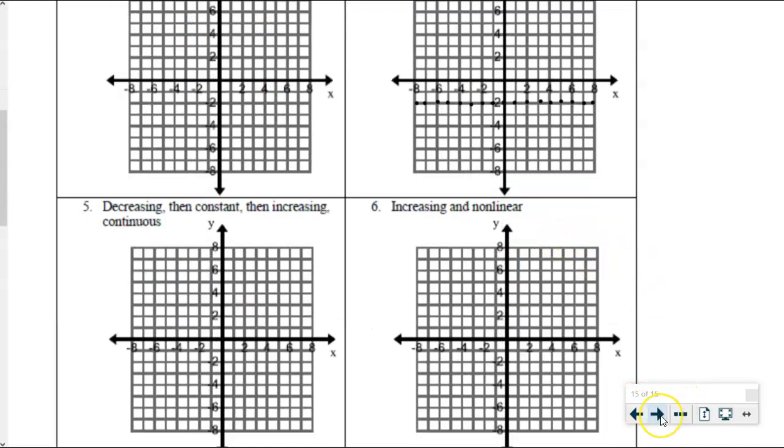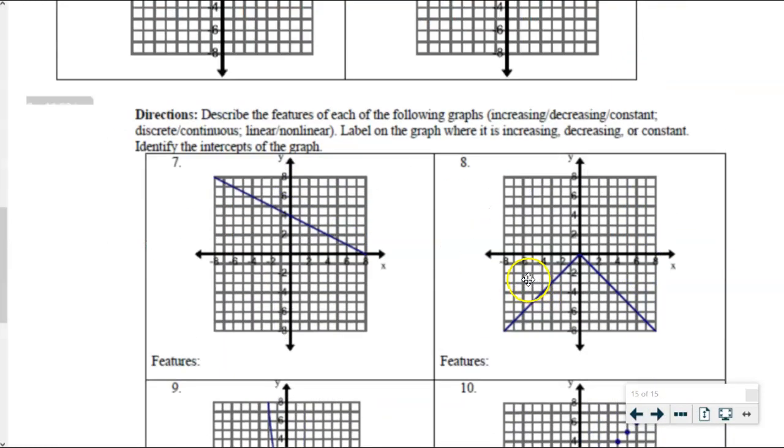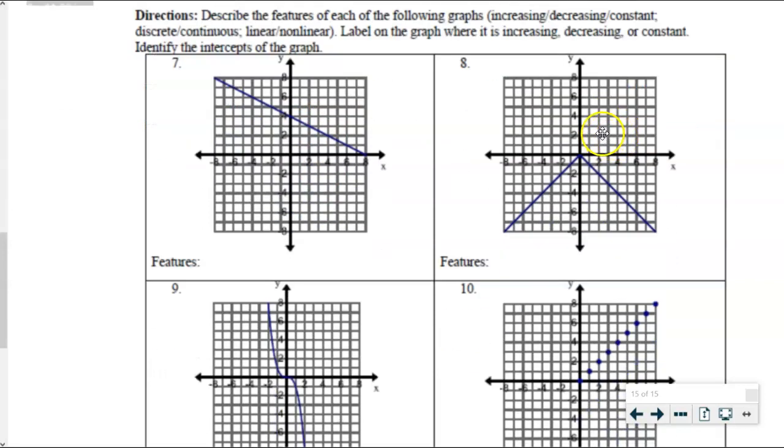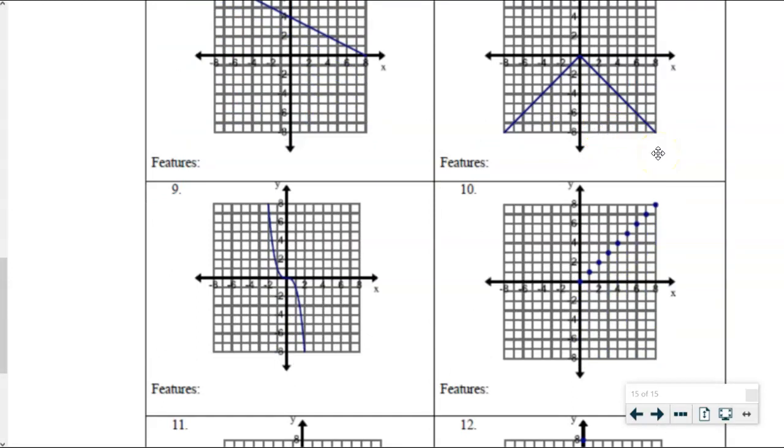Let's save the rest of them for homework. Let's move over to the next section, which is also homework. For these ones, you need to describe the features. So, increasing, decreasing, constant, discrete, continuous, linear, nonlinear. Let's jump to 9. What are some words that I could use to describe what we see is happening in number 9? Caden. It is decreasing as I go left to right. It is going down, so this is decreasing. What else could I use to describe this, Seth? Nonlinear. It is not a straight line, so this is nonlinear. And what else would I use to describe this? There's one more word, Gracie. Continuous.